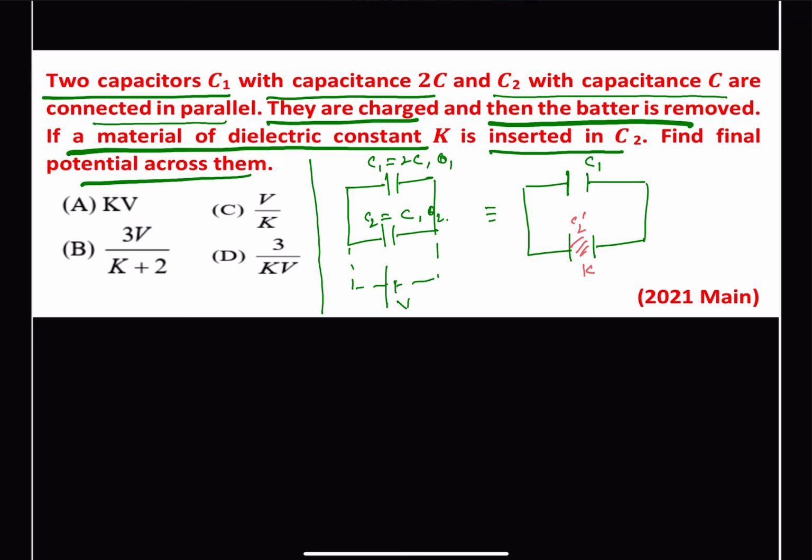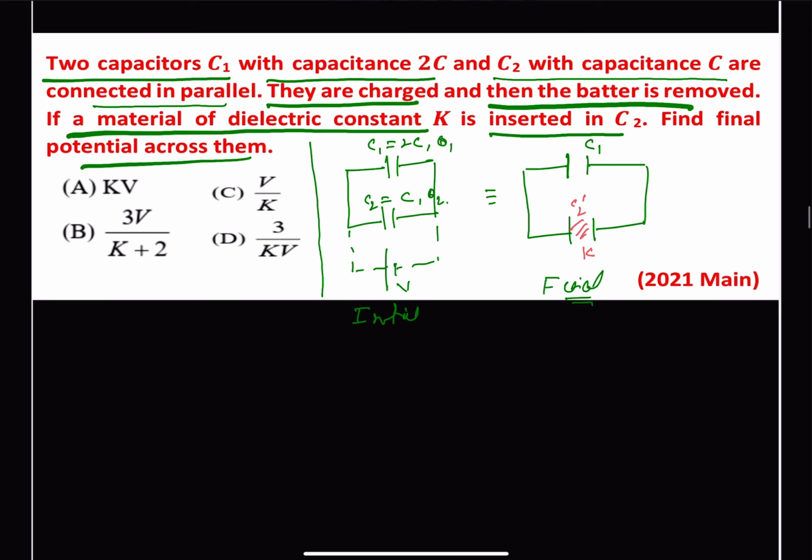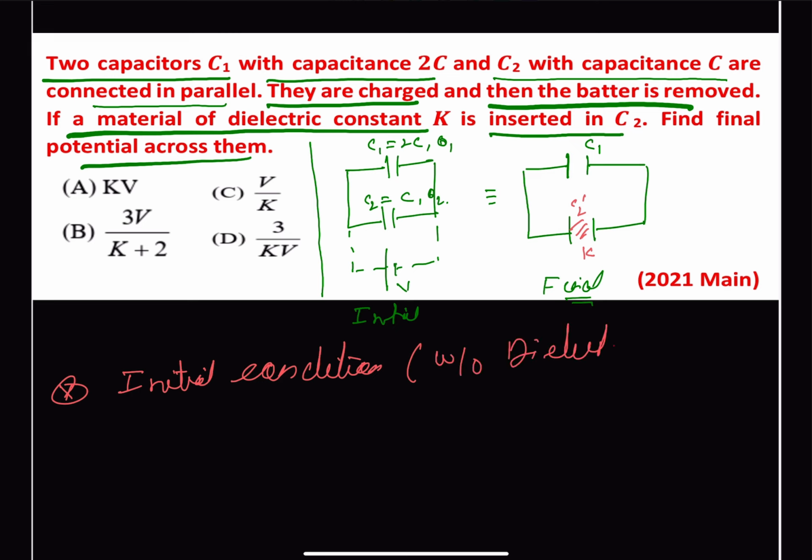So this is our initial condition and this is our final. So let us start with initial condition. Initial condition is basically without dielectric. Therefore, we can find out charge on C1.